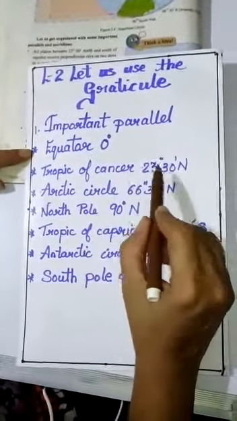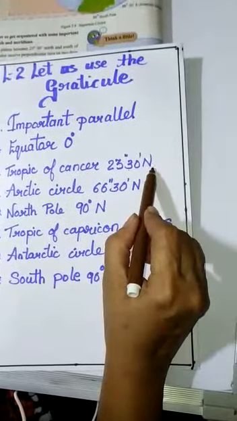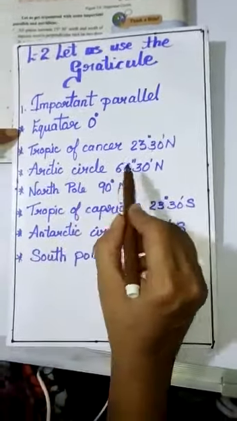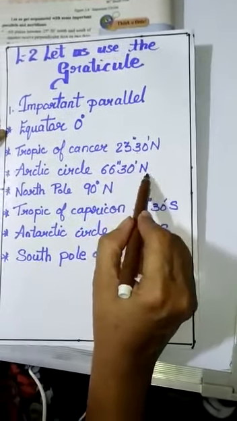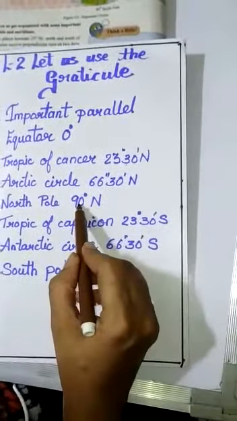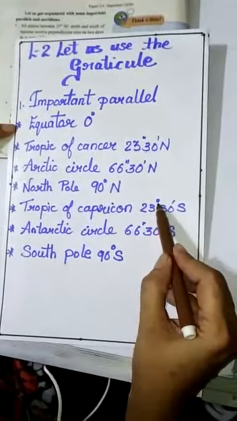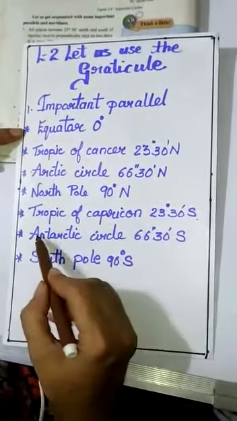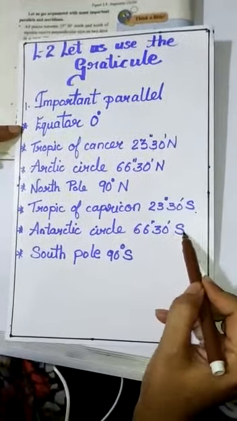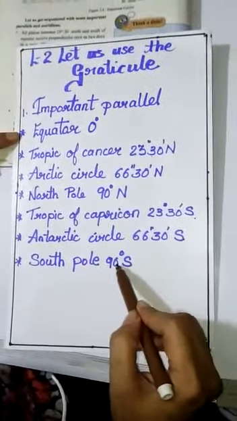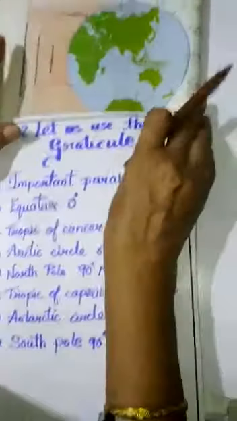Tropic of Cancer, which is at 23 degree 30 minutes north. Arctic Circle, that is 66 degree 30 minutes north. North Pole, 90 degrees north. Tropic of Capricorn, 23 degrees 30 minutes south. Antarctic Circle, 66 degree 30 minutes south, and South Pole, which is 90 degrees south. Here you can see the diagram of it.